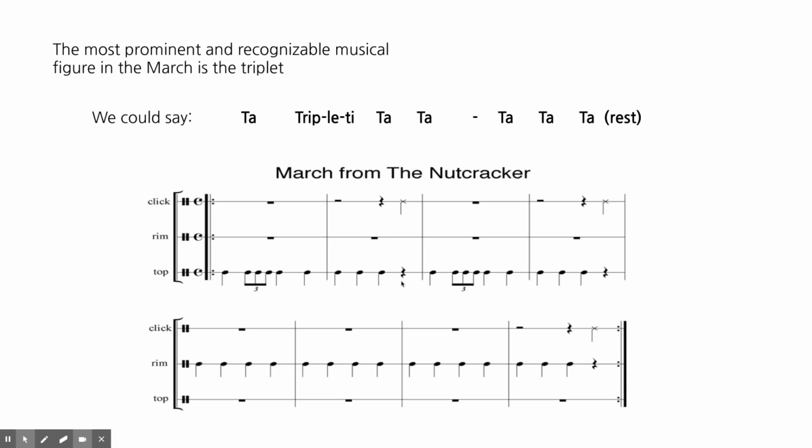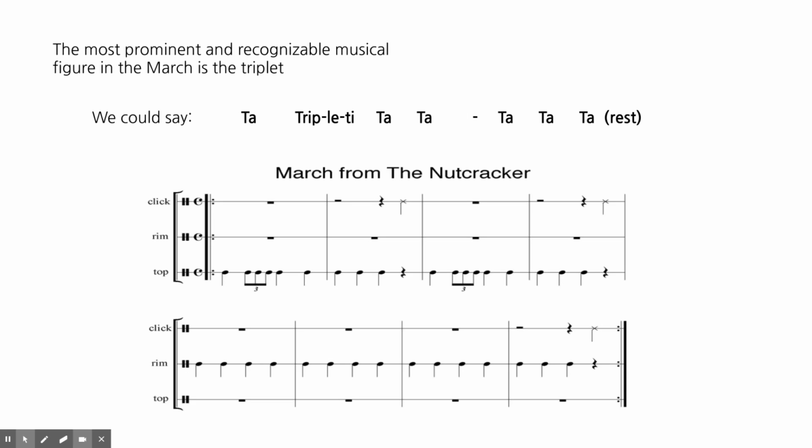We're creating a different sound, because if we look up here above the rest, you'll see an X, and that X represents the clicking of your sticks or your pencils or pens. So it's going to be that sound that we fit into that spot. So the first line becomes this. Ta, triple T, ta, ta, ta, ta, ta. Ta, triple T, ta, ta, ta, ta, ta.